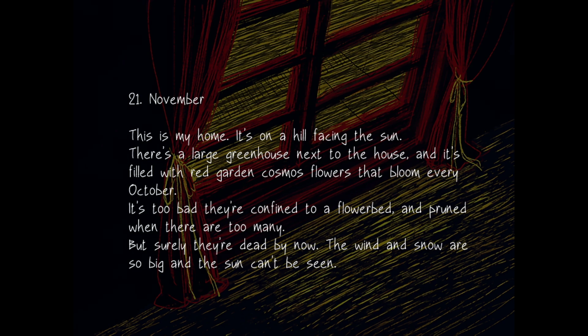This is my home. It's on a hill facing the sun. There's a large greenhouse next to the house and it's filled with red garden cosmos flowers that bloom every October. It's too bad they're confined to a flower bed and pruned when there are too many. But surely they're dead by now. The wind and snow are so big, and the sun can't be seen.